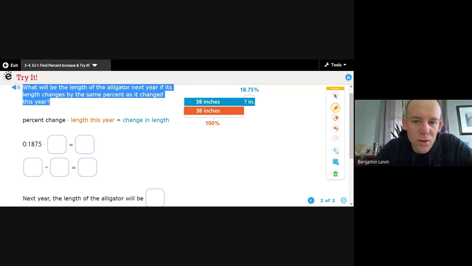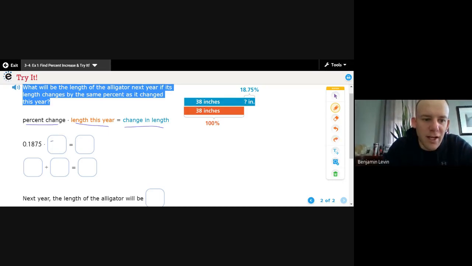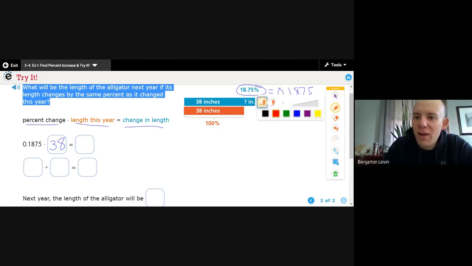then we know that we can use this equation. They have percent change times length this year equals change in length. So the length this year is 38, right? 38 inches. So we would just multiply this 0.1875, which is the same as 18.75%, right? In a decimal, this is 0.1875, because all we did was take the decimal from 18.75 and move it 2 spots to the left, right?